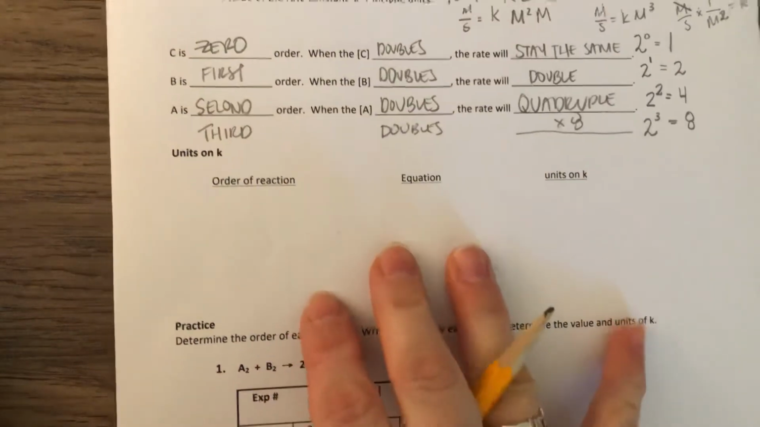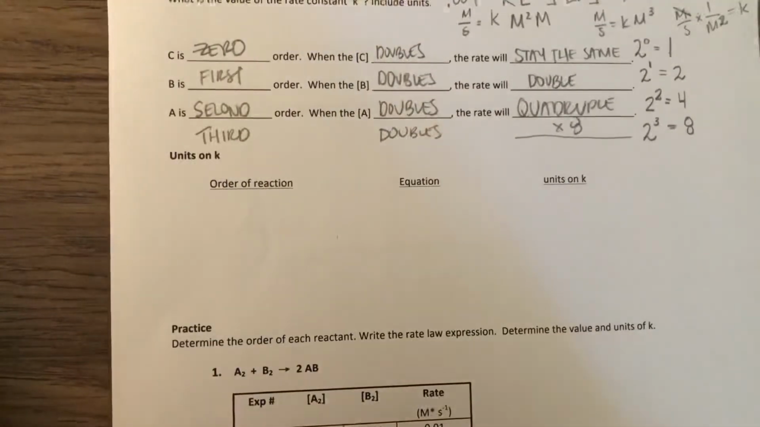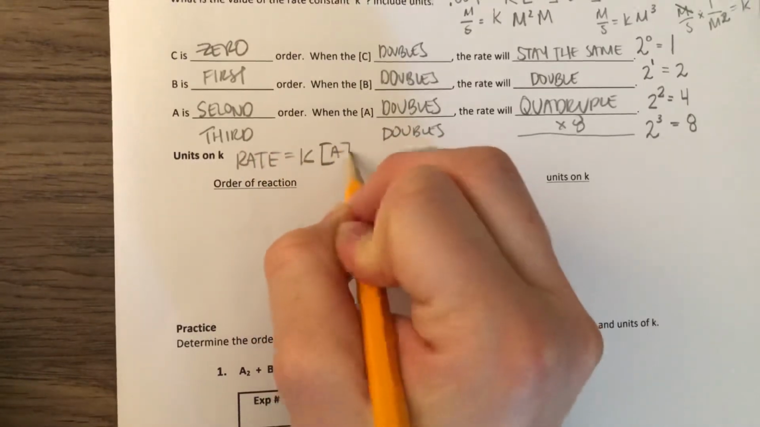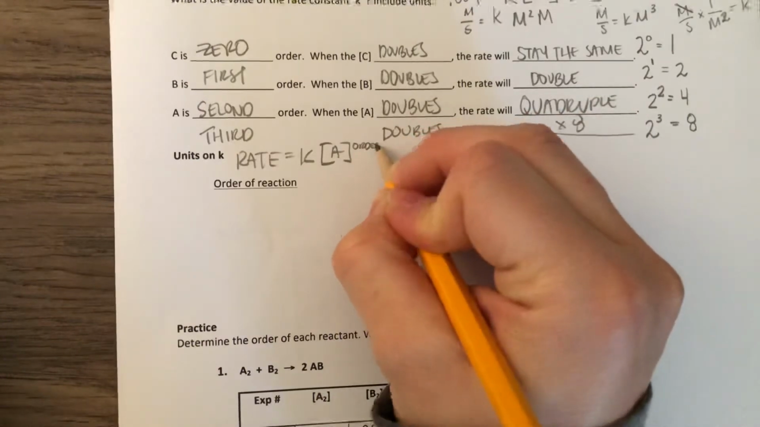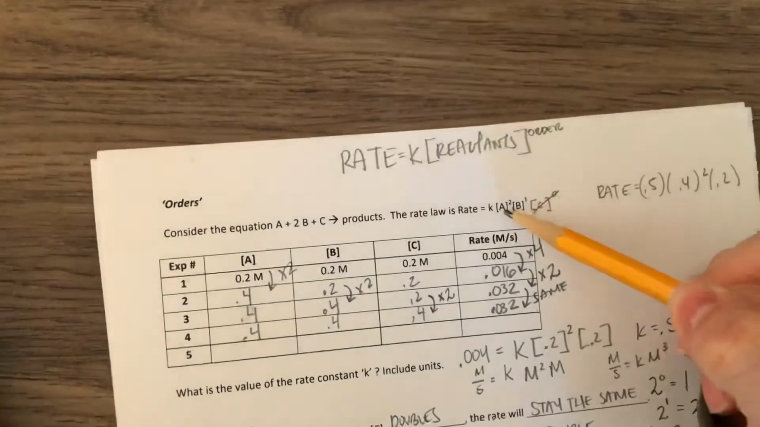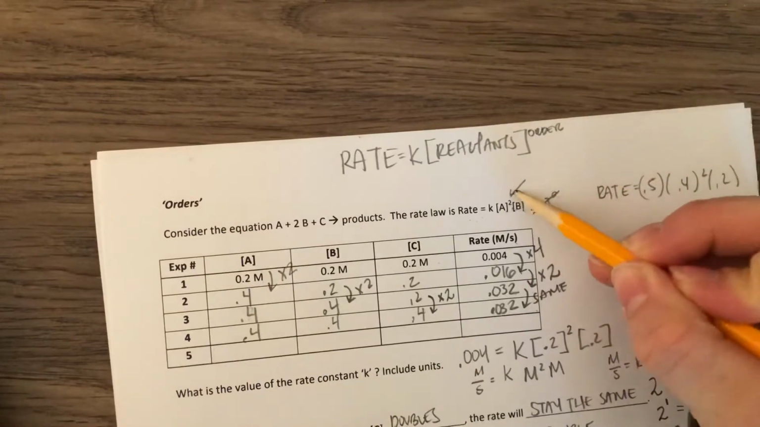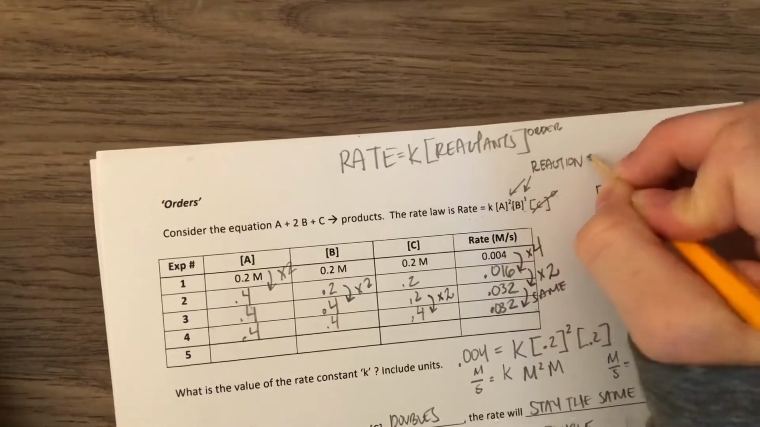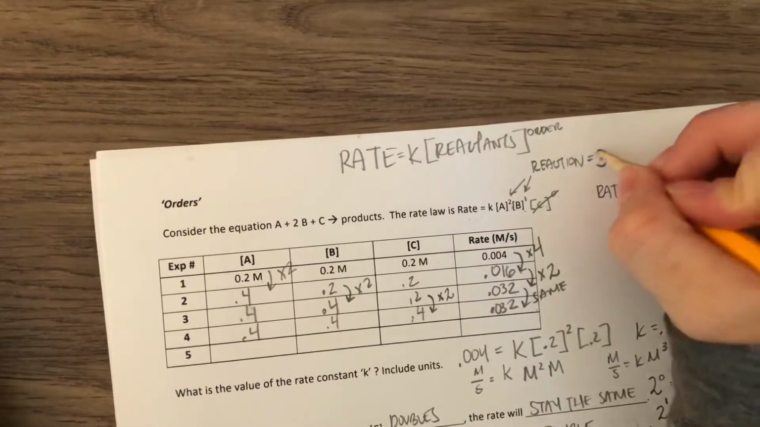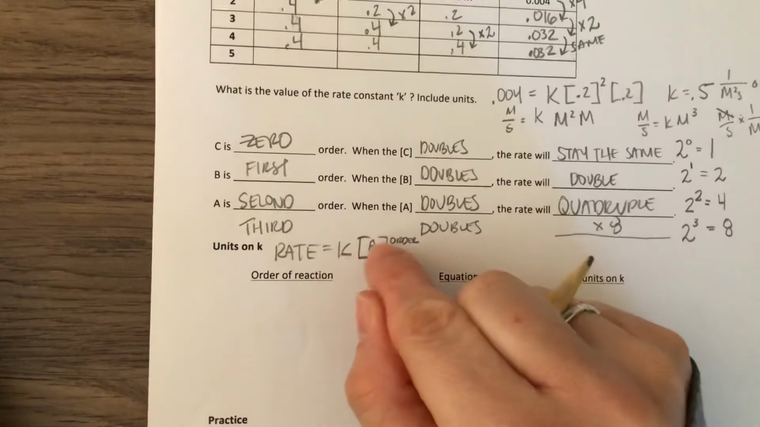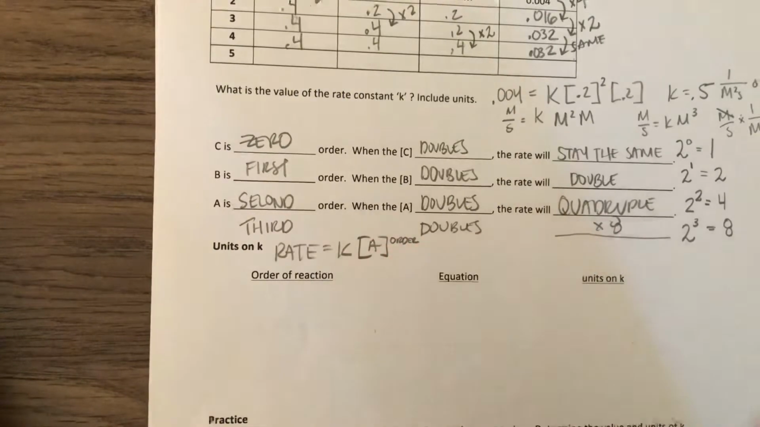All right, let's figure out the units on K and what the trend is. So remember, our rate law expression is rate is equal to K times the concentration of A raised to whatever order it is. Now, there might be other reactants as well. So in that case, this had 2 reactants in the rate law expression. One was second order, one was first order. That tells us that the overall order of the entire reaction is 3 because 2 plus 1 is 3. That would be the order that I'm talking about right here, the order of the entire reaction.